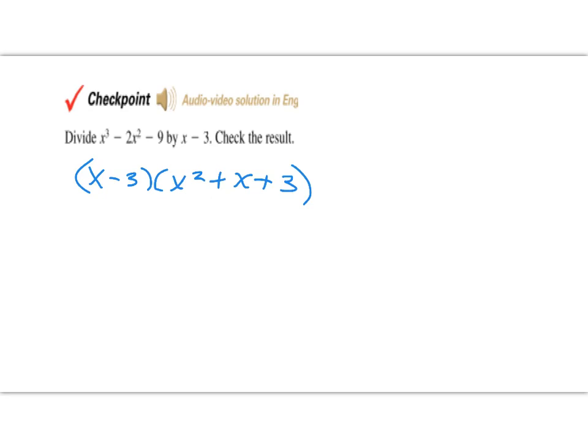Here's the answer. Now, one of the things you cannot do is you cannot say this, because x can't equal 3 otherwise, because that's one of your zeros.